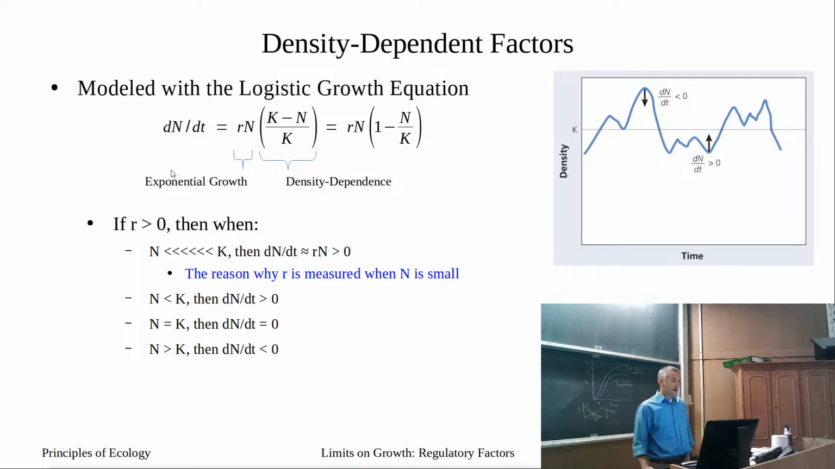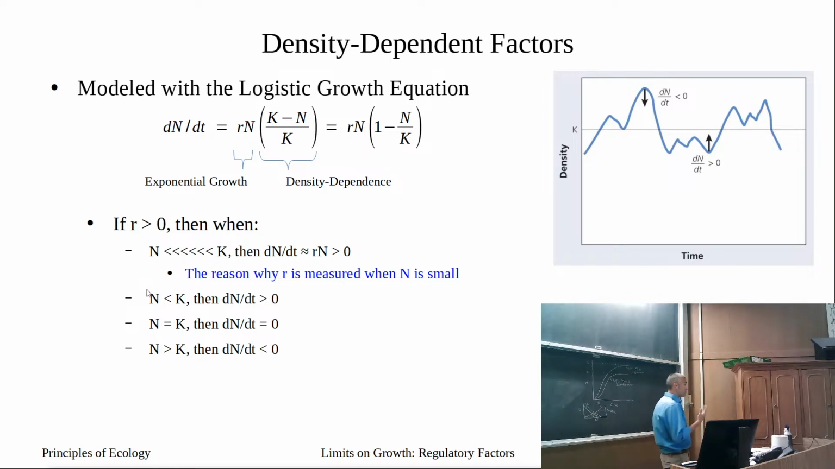So, in summary, anytime we have an R greater than 0, it indicates population growth unless we have regulatory factors. And then if we have density-dependent regulation, it comes down to, first, are we positive? Is R greater than 0? If yes, then let's look at N versus K. If our population size is very far away from that carrying capacity, we're going to experience growth. Our growth is going to basically look like R times N. And this is the reason why we measure R when our population size is small.